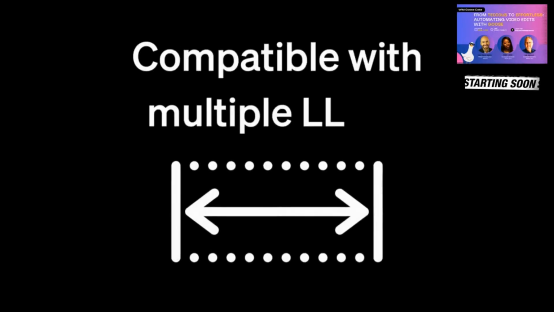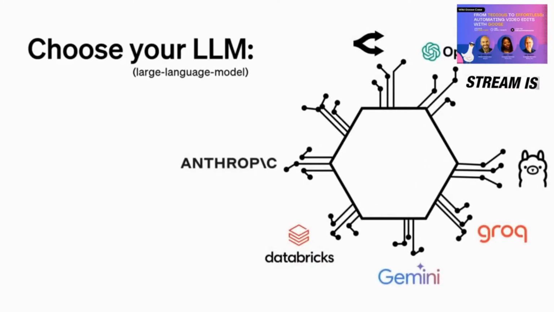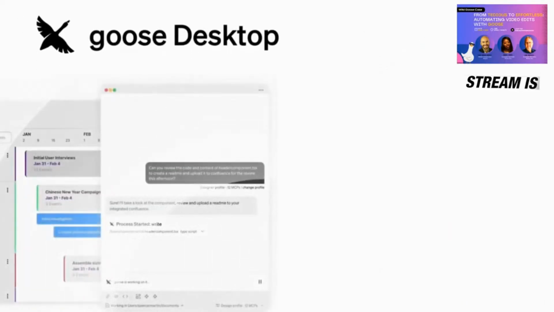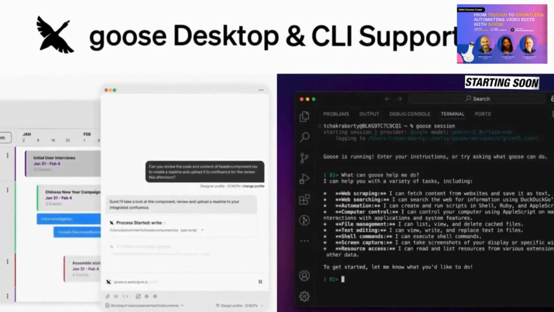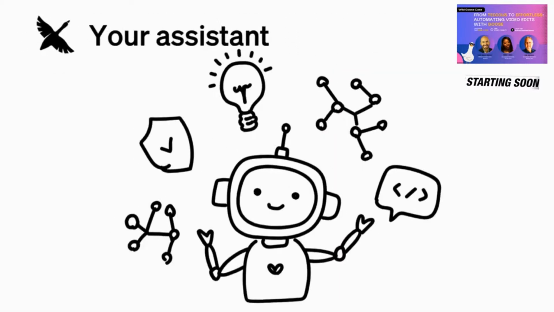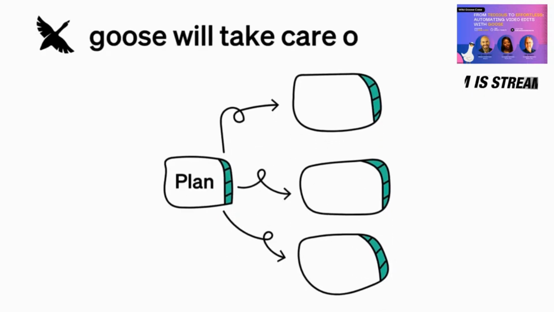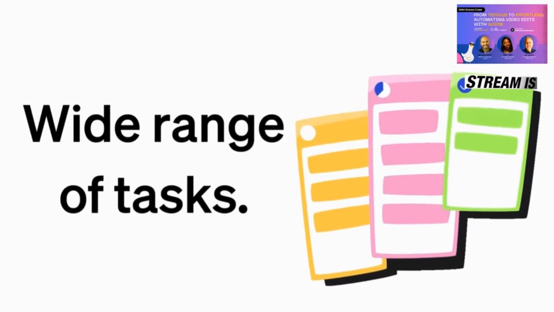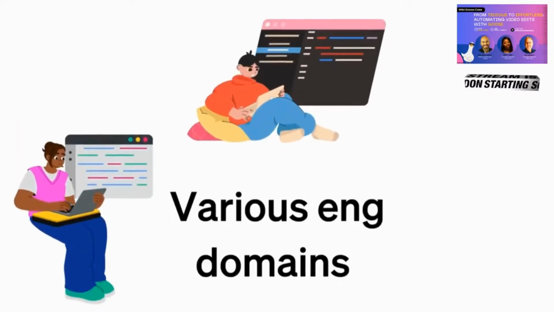With a wide range of compatible large language model providers, you can choose and integrate your preferred model. You can also run Goose as a desktop app or through the command line interface using the same configurations across both. You can think of Goose as an assistant, ready to take your instructions and do the work for you. Able to handle a wide range of tasks across various engineering domains.